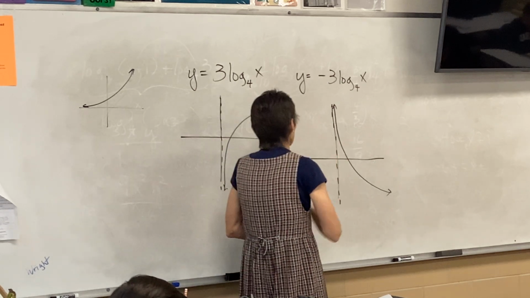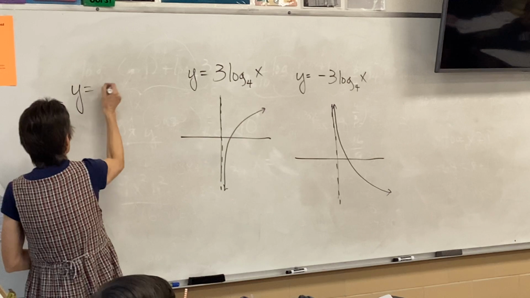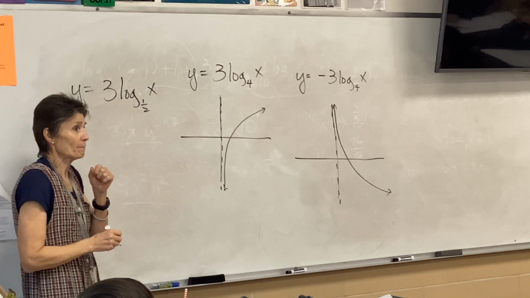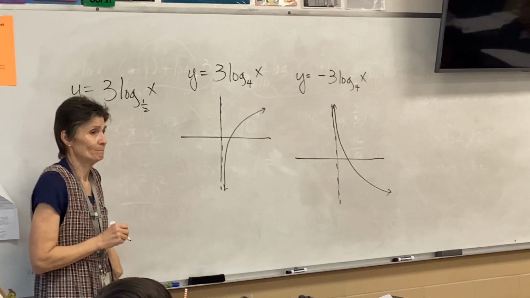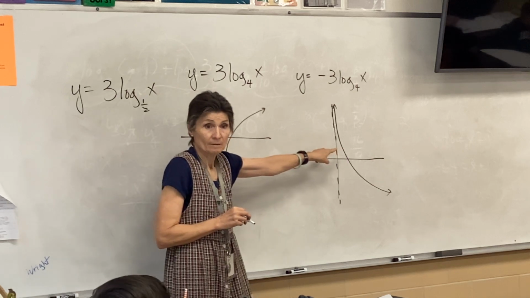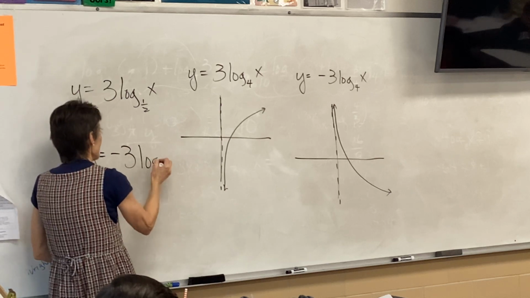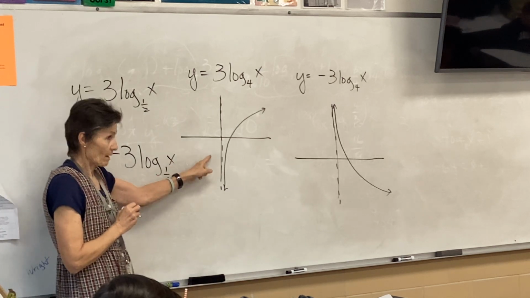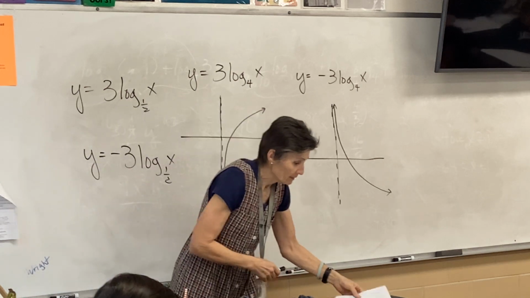Okay? And then we talked about yesterday, what happens if we have 3 log base 1/2? What happens when we make our base less than 1? It's the same as this. And if we were to put a negative in front of that with a base less than 1, what would that look like? That one right there, right? Okay. All right. That's just a little recap. Now, let's get back to our notes.